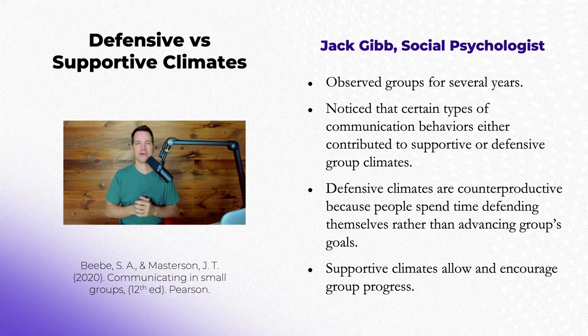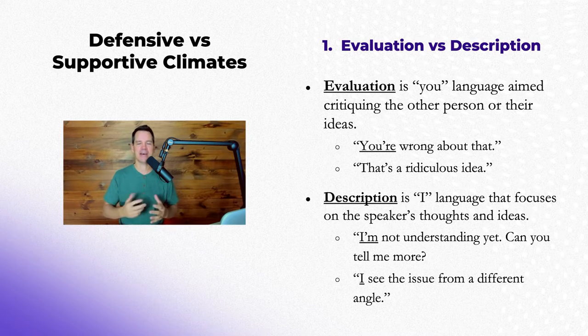On the other side of the coin, Jack Gibb noticed that some people communicated in supportive ways that cultivated a supportive group climate that allowed the group to progress and focus on the task at hand. And there are 6 pairings of these. They are opposite sides of a continuum. The first pairing is evaluation versus description.